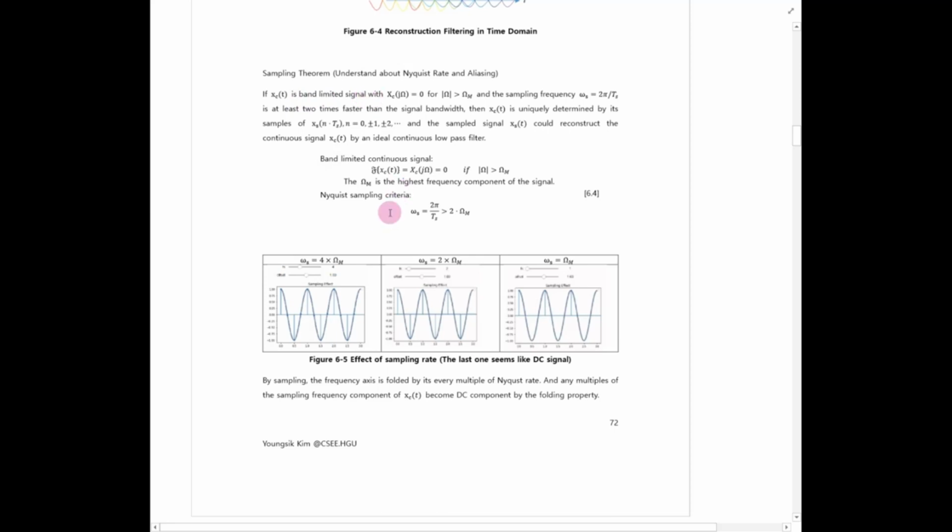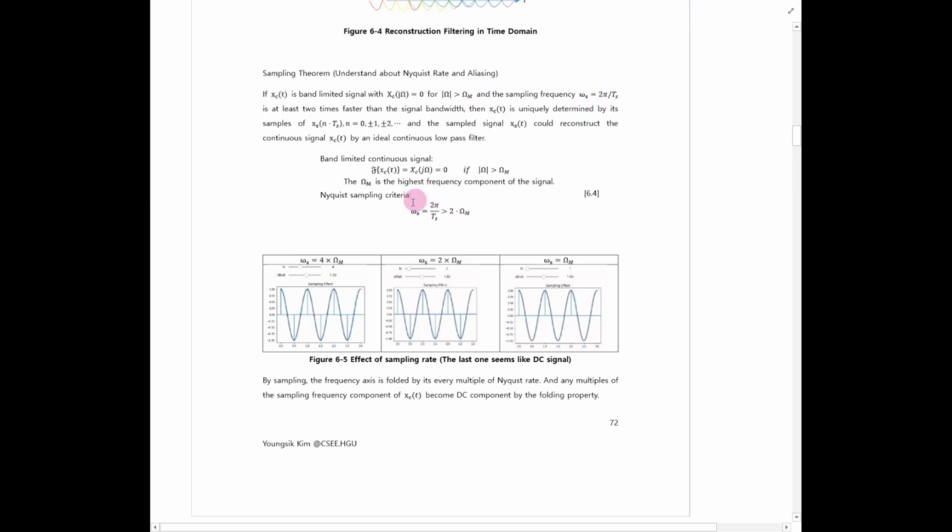The definition of band-limited is shown here: the maximum frequency of x(t) is limited by omega m. If a frequency is larger than omega m, the spectrum should be 0. And the sampling frequency is defined this way. Ts is the sampling period, and 2 pi over Ts is defined as the sampling frequency.